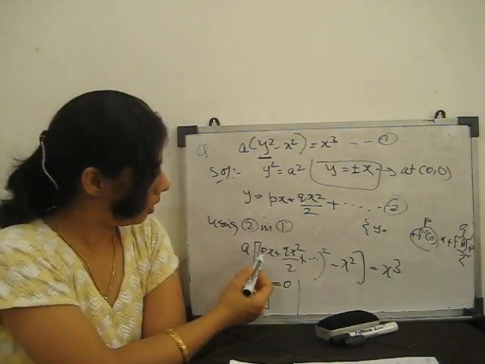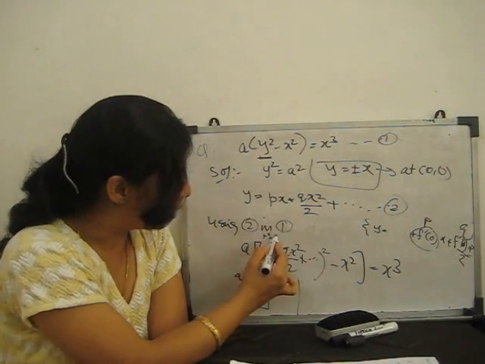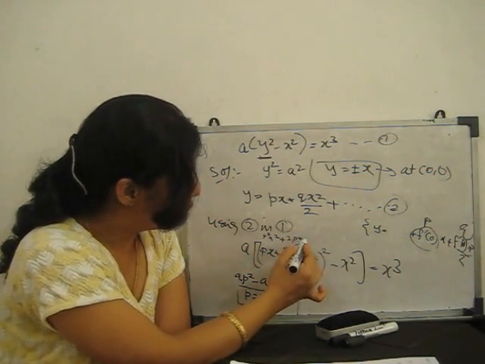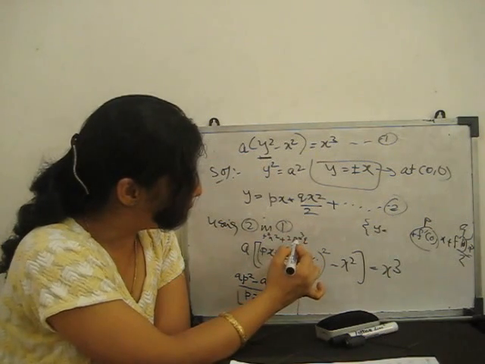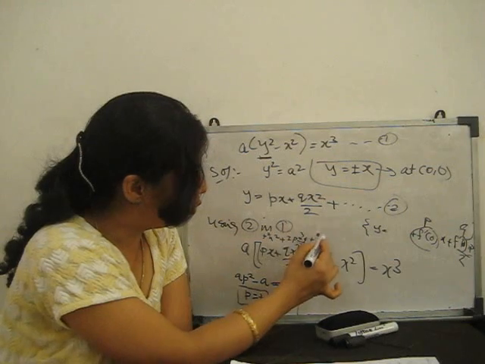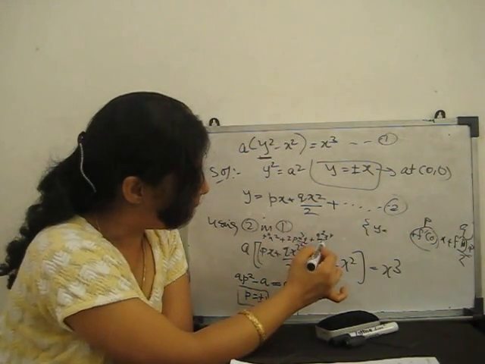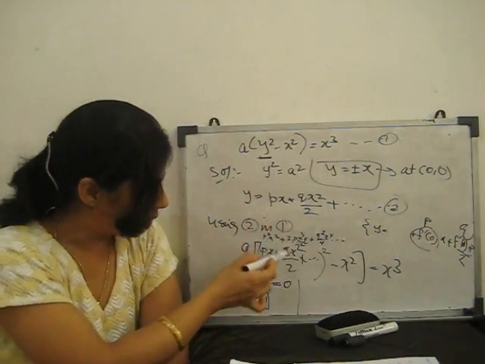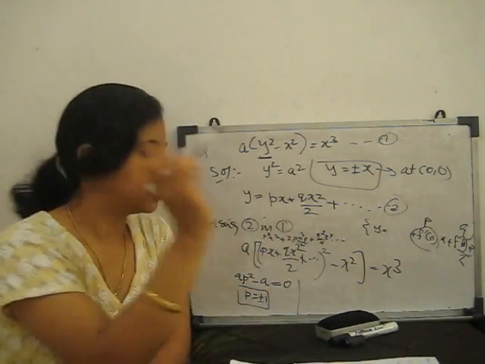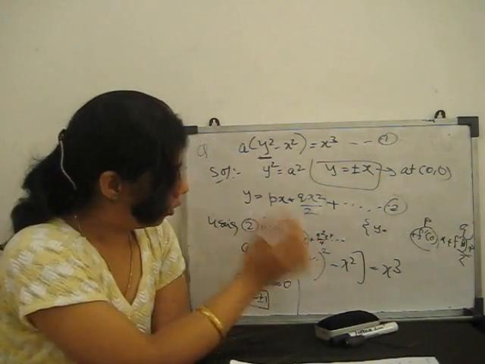X cube, when we compare, this is a whole square. This is p square x square plus 2 times p x cube, and x square is x cube by 2 cancel, plus q square x^4 by 4 and so on. Means these terms are like this. So when we compare the power of x cube, this term is also x cube and no other.